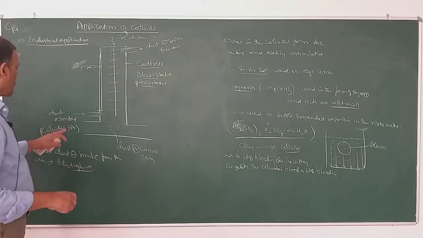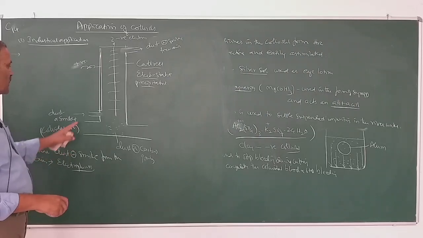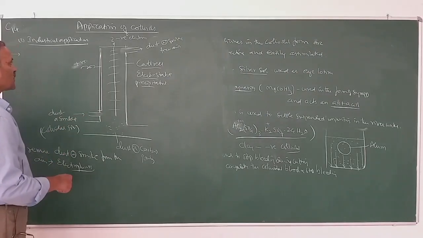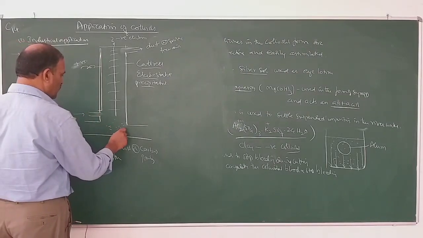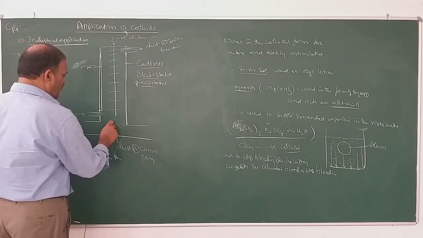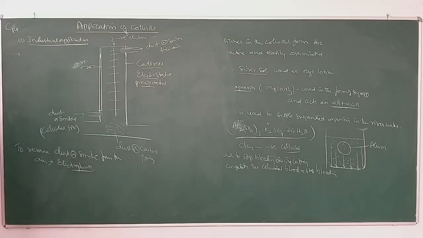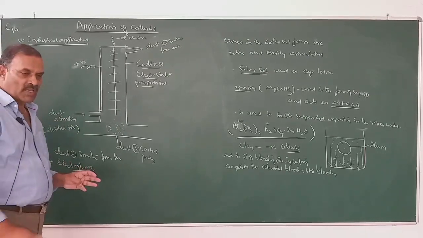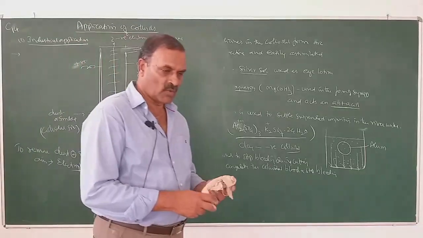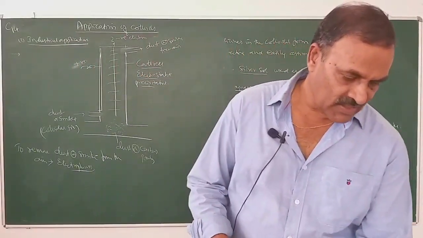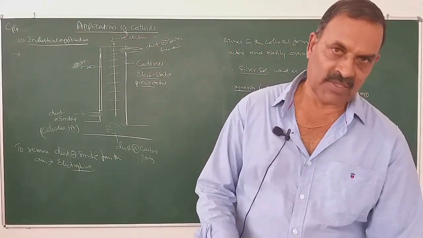So dust and smoke particles coming out of the chimney are passed through electrostatic precipitators where electrodes are fitted. The dust and smoke particles are nothing but colloidal particles. When they are passed through these charged plates, they lose the charges and are converted into carbon or dust particles and they can be removed. This is how we can purify smoke or dust coming out of industries. These are the three applications of colloids. One is in medicine, one is in the purification of drinking water, and one is in industries, that is electrostatic precipitators.